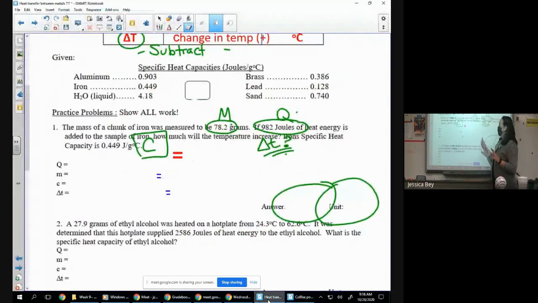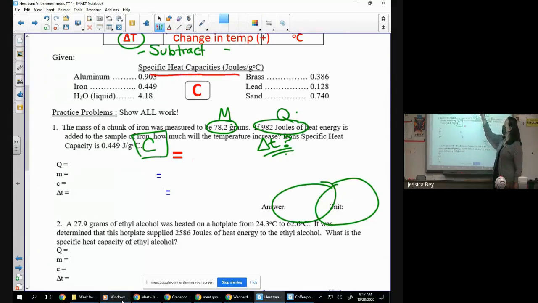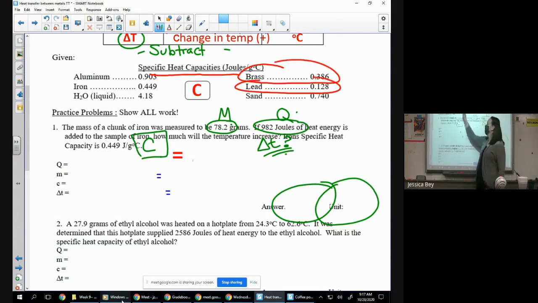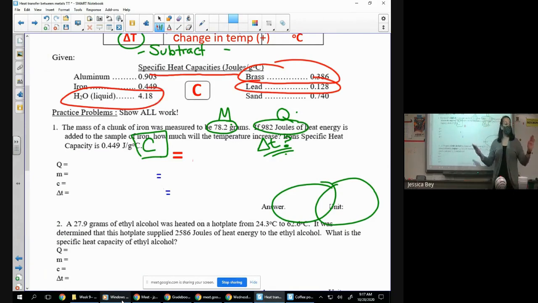Oh, I guess I should also point out a common mistake. If you can't find a C value, see this little square up here? If you can't find a specific heat capacity, like if you're dealing with brass, that's the C value. Lead, here's the C value. Remember, water is 4.18. That is the C value. So sometimes if you can't find the C value, that's because it's up here in the chart instead, okay? Like particularly number 3, make sure you look up the C value, okay? Or you know that one in your head. Perfect. So the key is there.